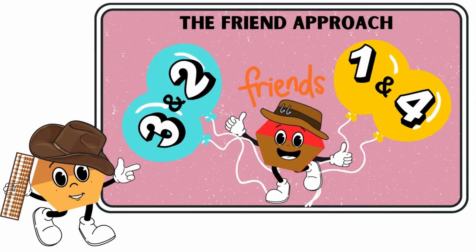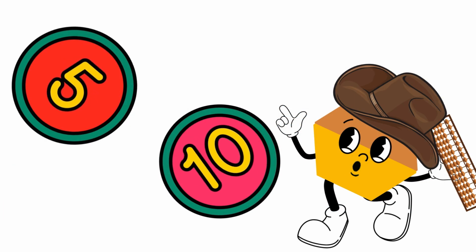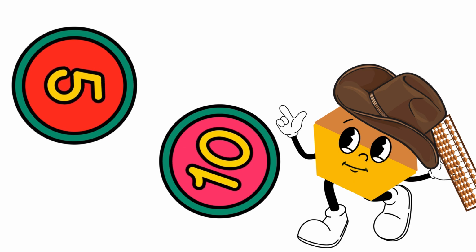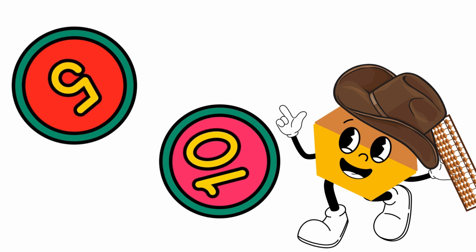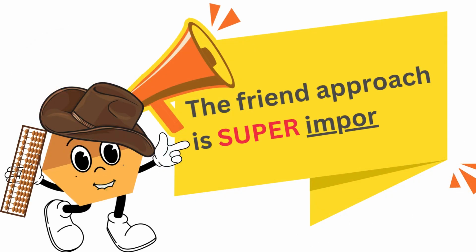In the next 4 lessons, we'll dive into the friend approach. We'll learn how to use the complements of 5 and 10 for more complex addition and subtraction. This method is super important, and we'll make sure you understand it thoroughly.